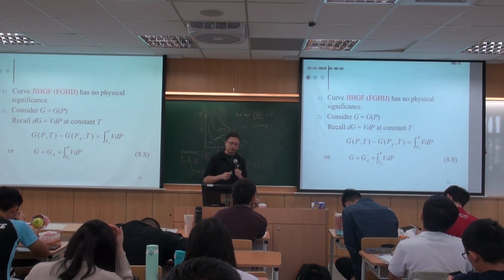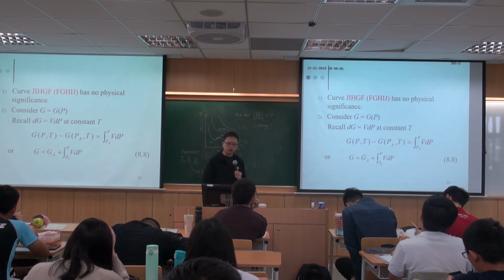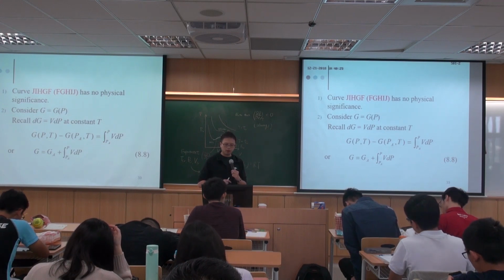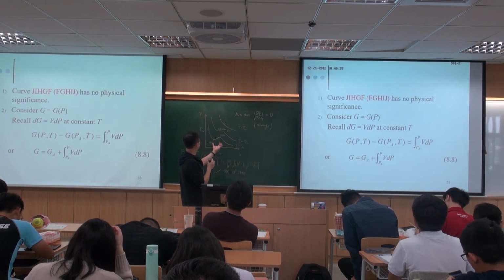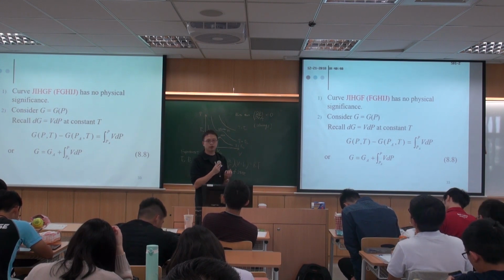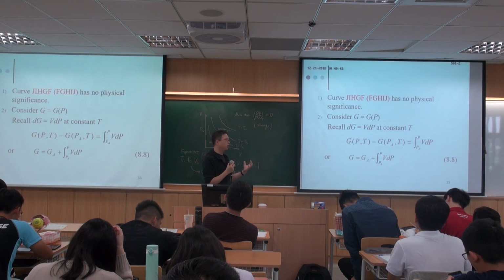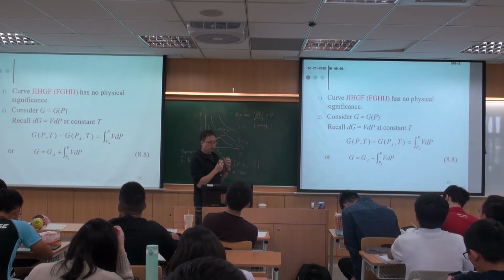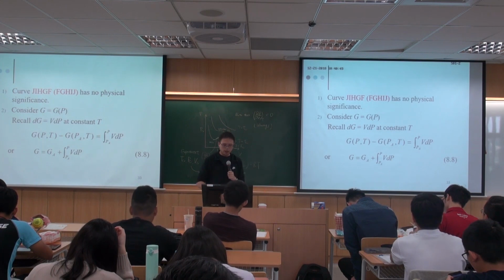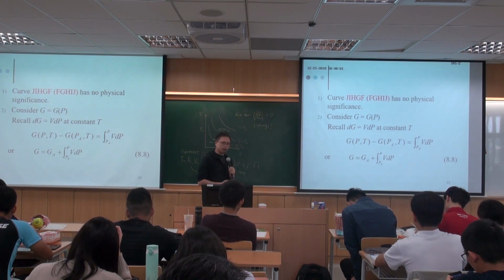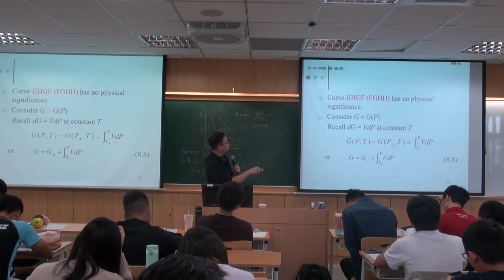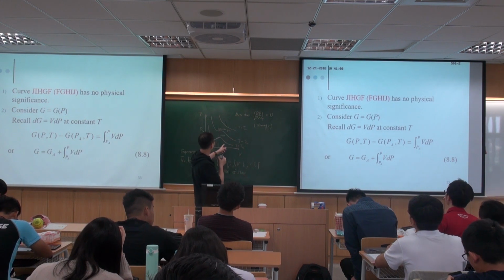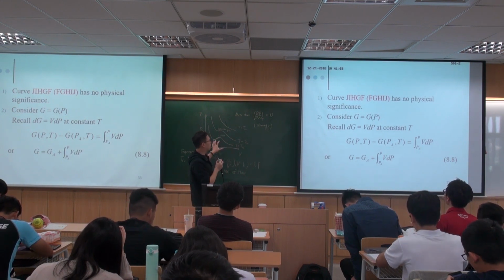So let us look at this evolution from the point of view of Gibbs free energy. So first of all, the reason why we need to look at Gibbs free energy is because the curve that we just mentioned, this part, has no physical significance. So we need to find something to replace this part. So let us consider the Gibbs free energy. And we know that the Gibbs free energy at a constant temperature is written as G as a function of pressure, because now we're only changing, for instance, the pressure and also the volume. And the temperature is fixed.